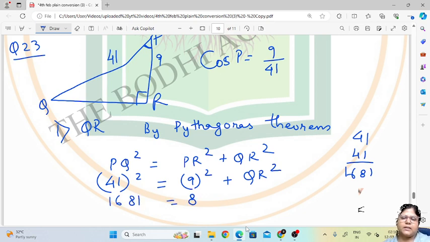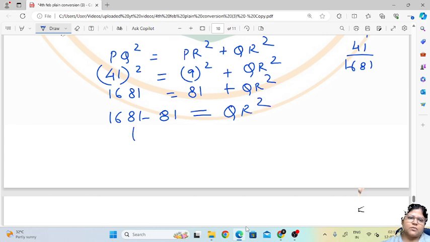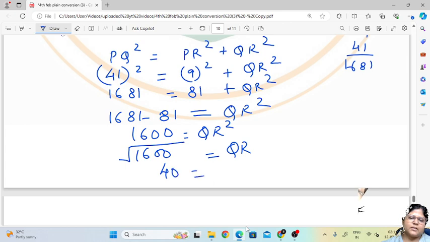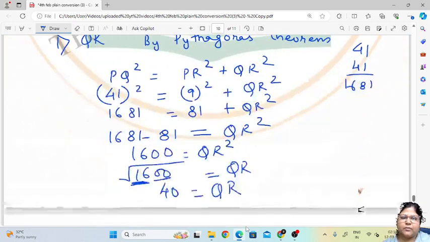And this is 9 9s are 81 plus QR square. So now when you subtract, you will take that side: 1681 minus 81 equals QR square. So 1600 is equal to QR square. So root of 1600 is equal to QR, which gives you 40 as your QR. Because root 16 is 4 and root 100 is 10, so we can make it 40. So we got the length of QR.